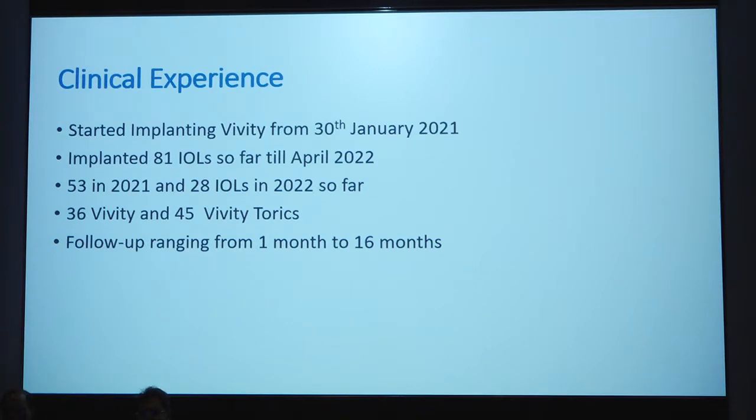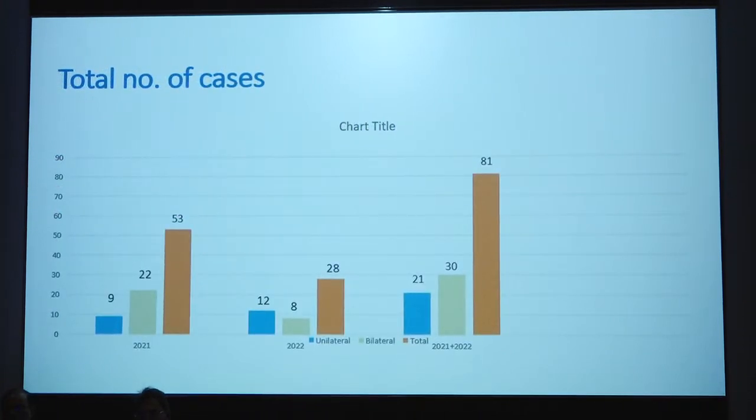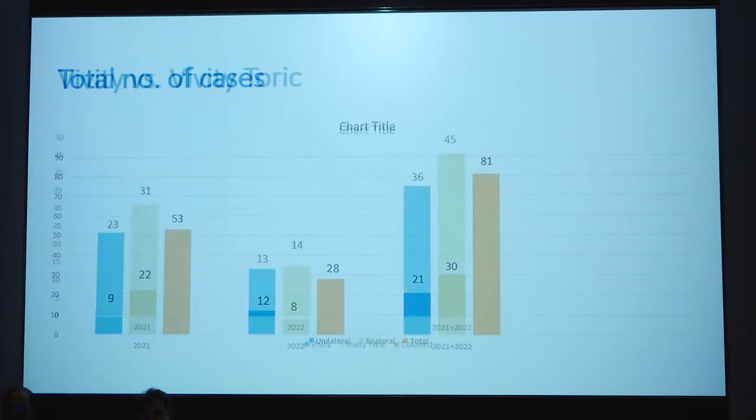So there were 53 lenses implanted in 2021, out of which 22 were bilateral and 9 were unilateral. And in the first 4 months of this year, we have put in 8 bilateral lenses and 12 uniocular lenses, for a total of 81 lenses.